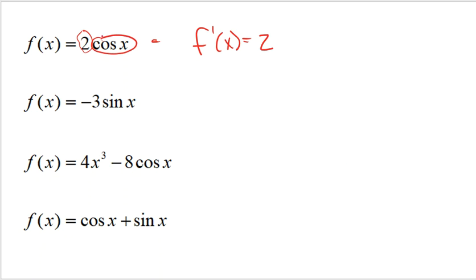What's the derivative of cosine? Negative sine of x. So my final answer is negative 2 sine of x. Done. Come on, guys. I can't make it easier. But listen, so much easier than using the limits, right?